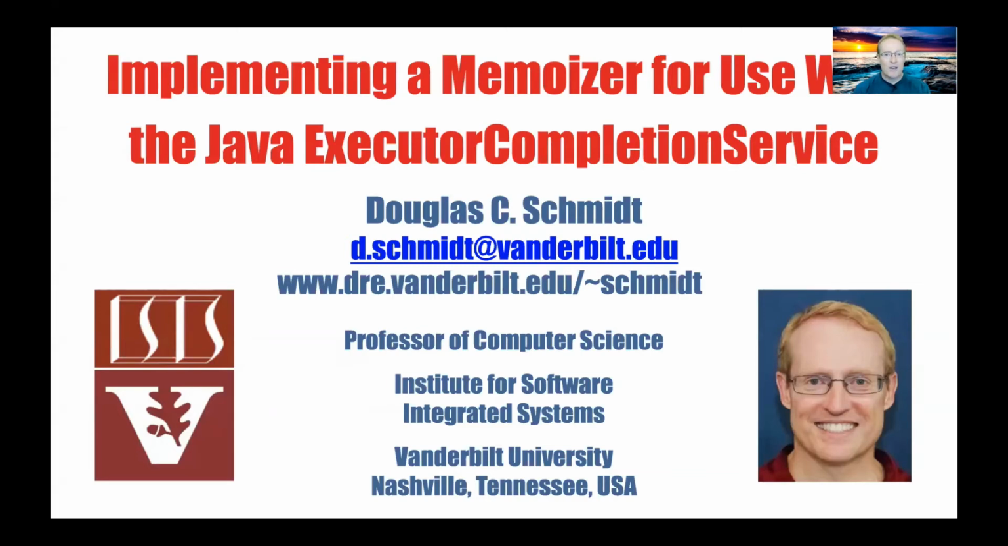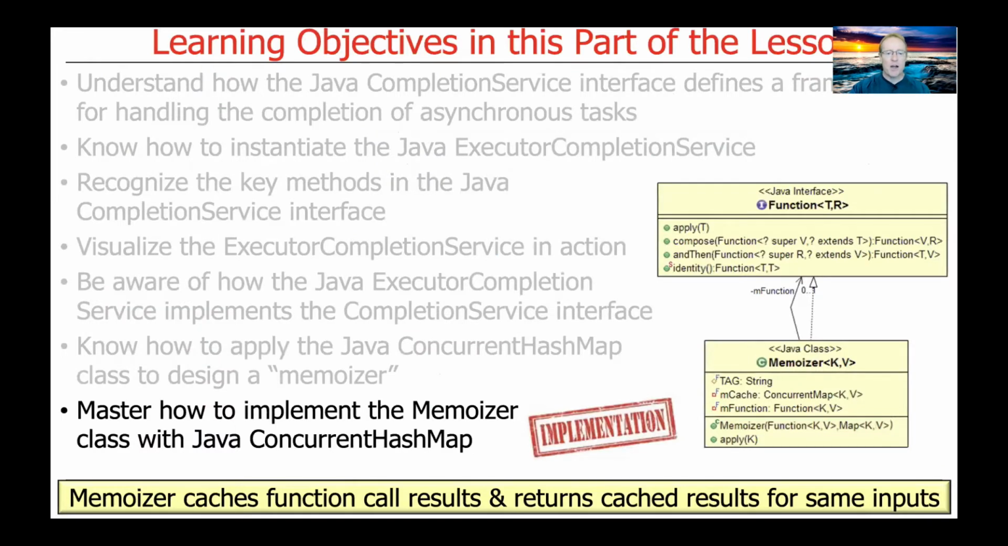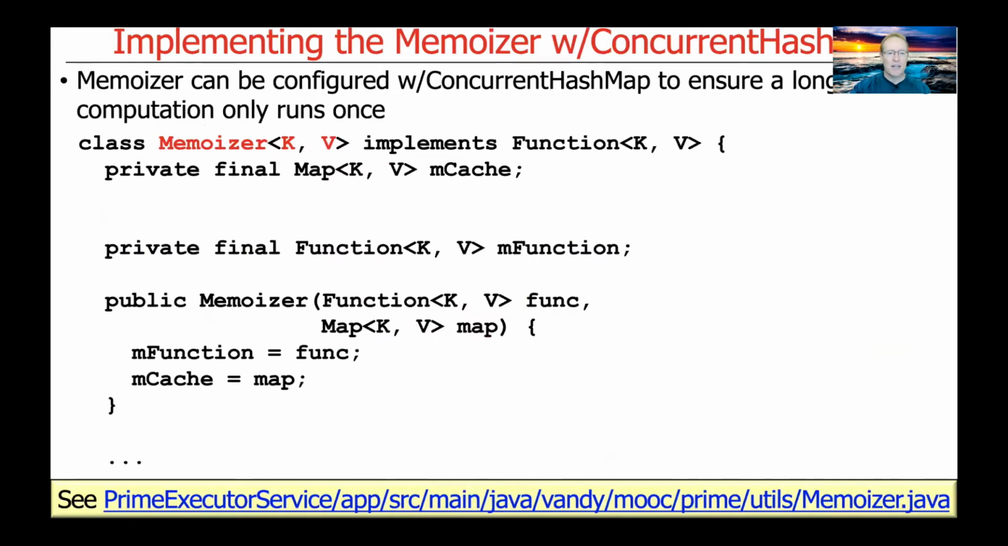So now that we've talked about the design of the Memoizer for use with the Java Executor Completion Service, let's go ahead and go into more detail about how to actually implement this Memoizer. And as we talked about before, the goal of the Memoizer is to cache stuff so you don't have to perform the same long-running computation over and over again. You can just look the results up in a cache. So here's how the Memoizer is implemented.